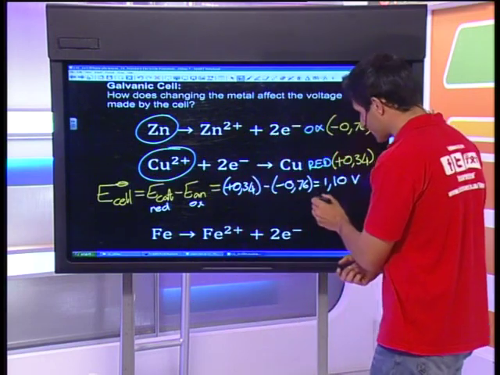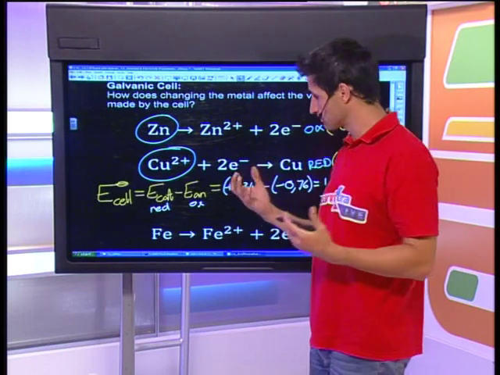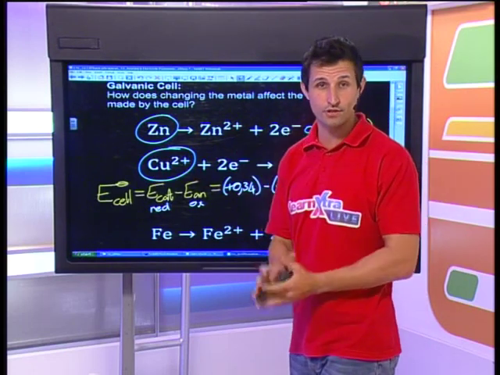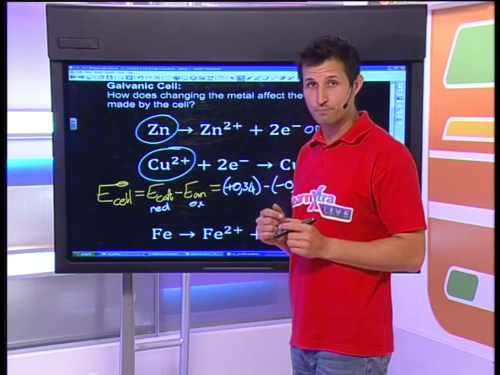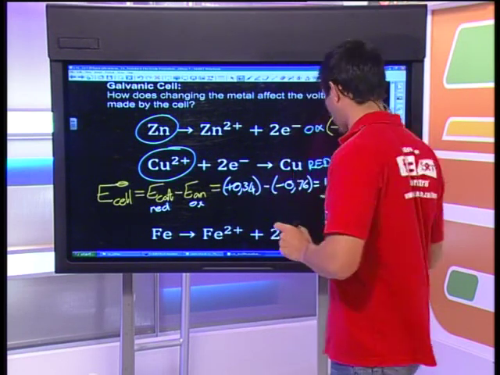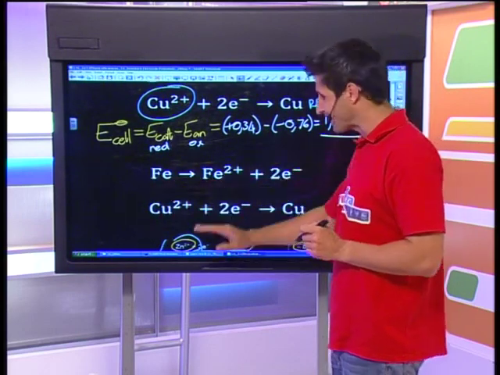We've actually predicted, using our table, how much voltage we could predict would come out of a battery or a voltaic or a galvanic cell made up of zinc and copper. Now, I want you to do the same thing when I start to take a look at these two, iron and copper.